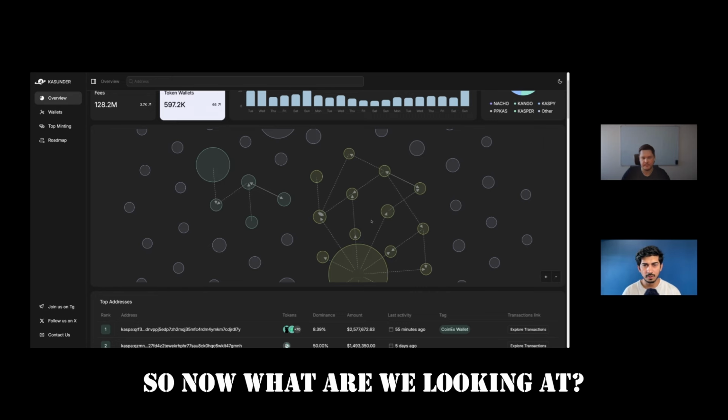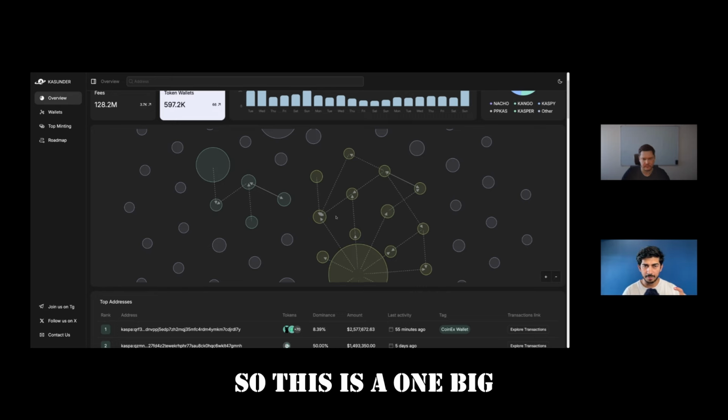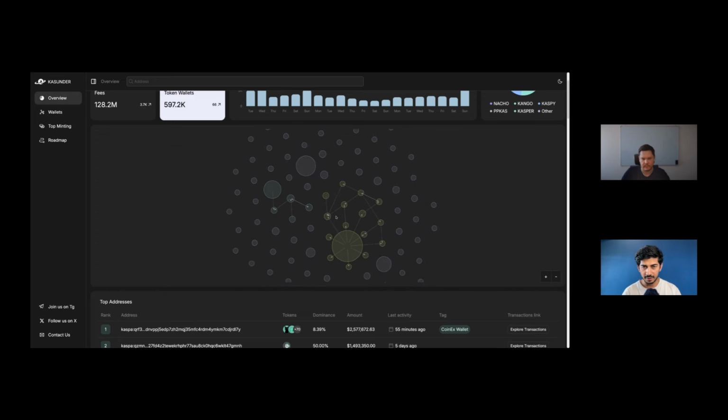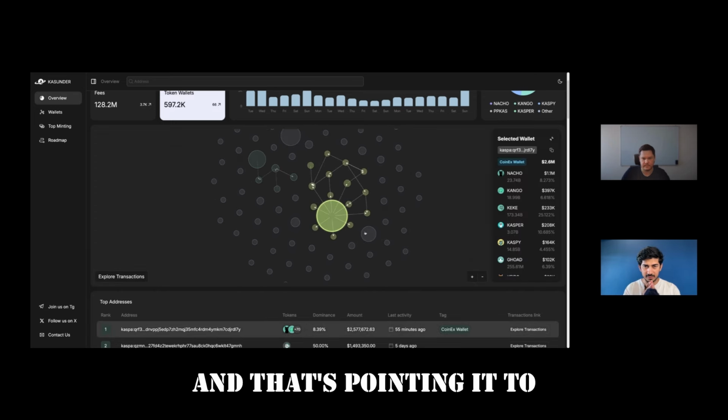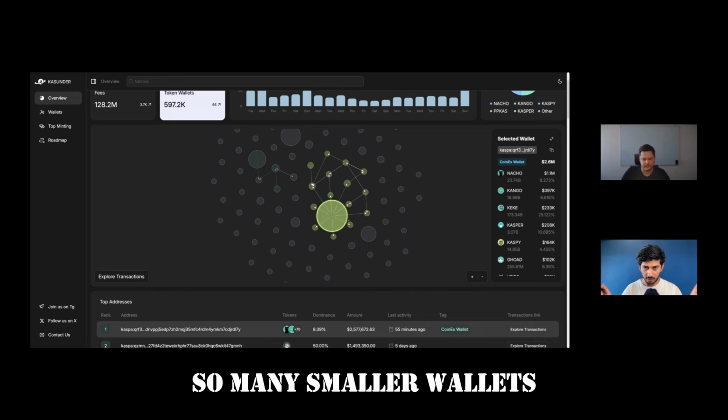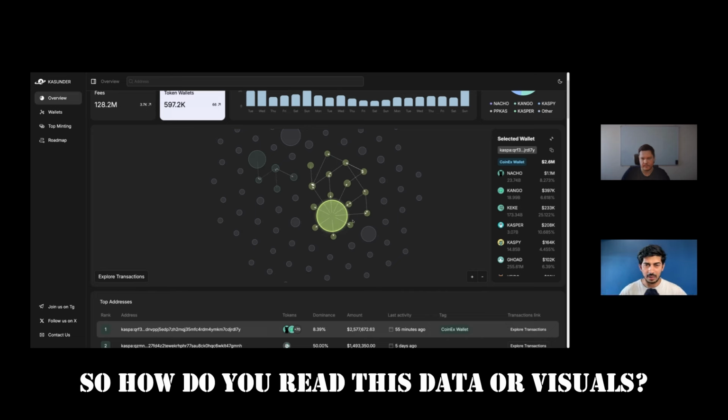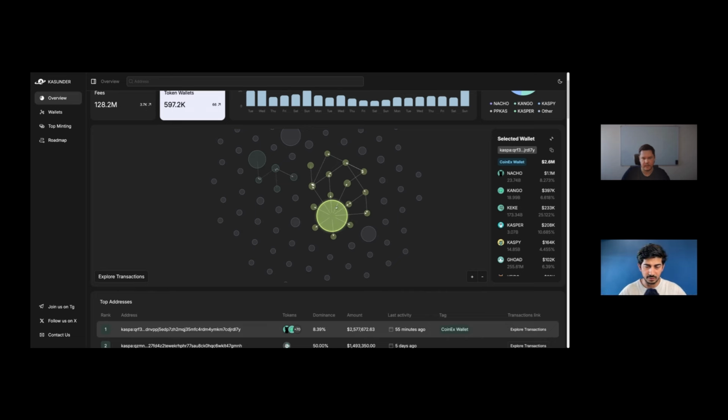Awesome. So now what are we looking at? So this is one big wallet in the middle, right? And it's pointing to so many smaller wallets. So yes. How do you read this data or visuals?